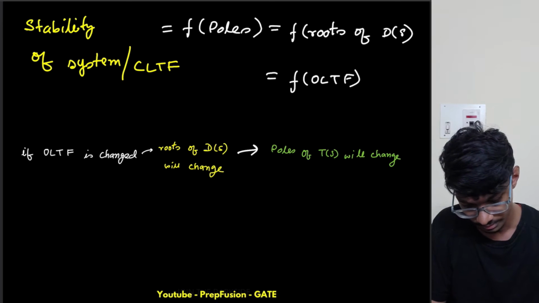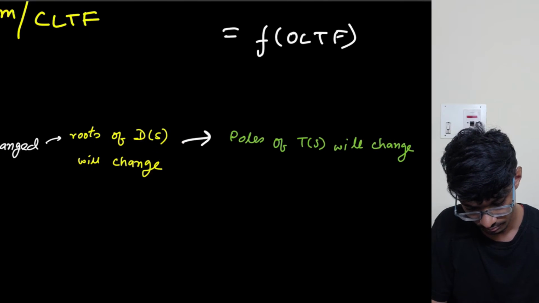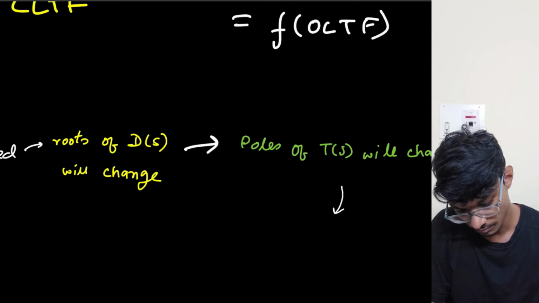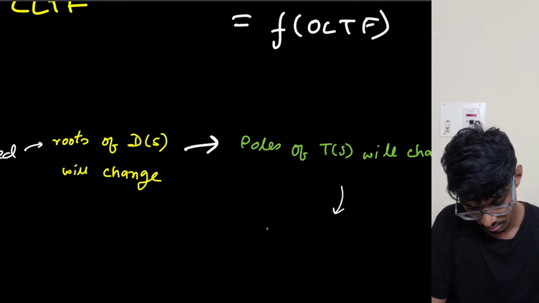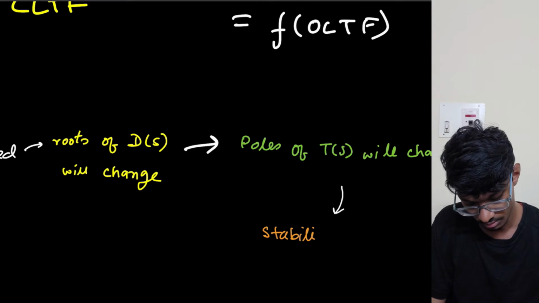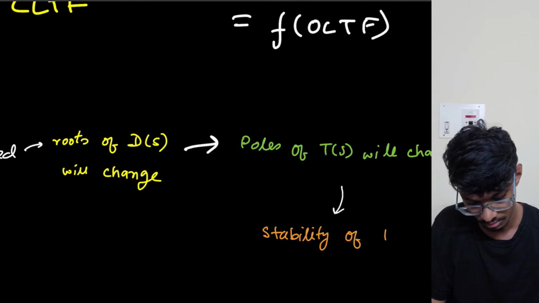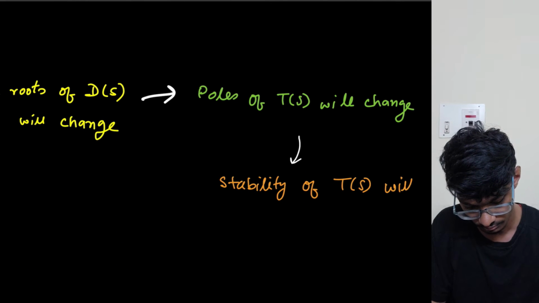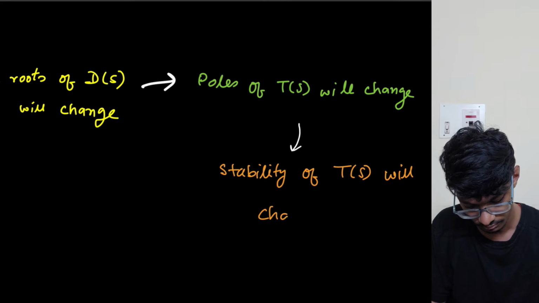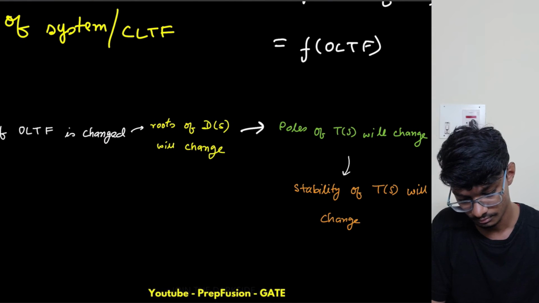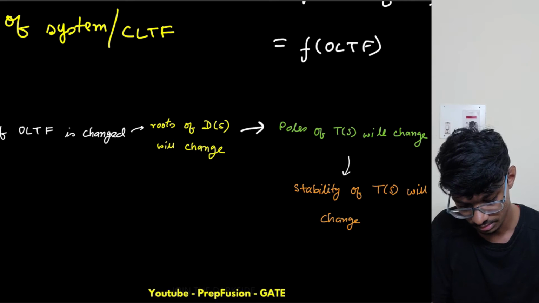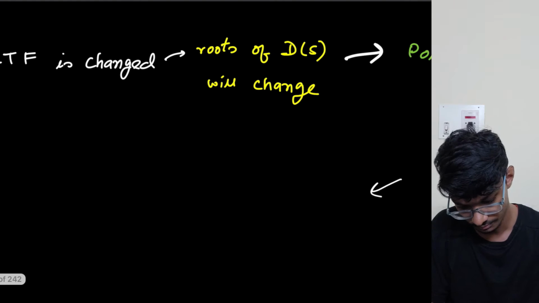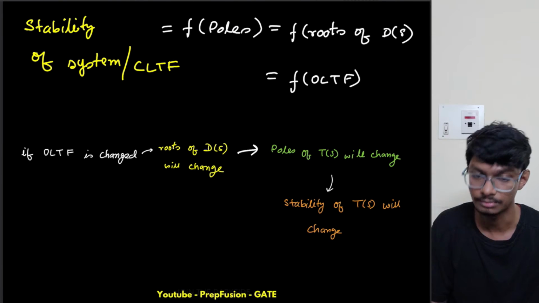Okay, so what will happen? If poles change, then the stability of the transfer function will change. And if stability changes, then the performance of the transfer function will change. So I don't really write this, just understand that the performance of the transfer function will change.